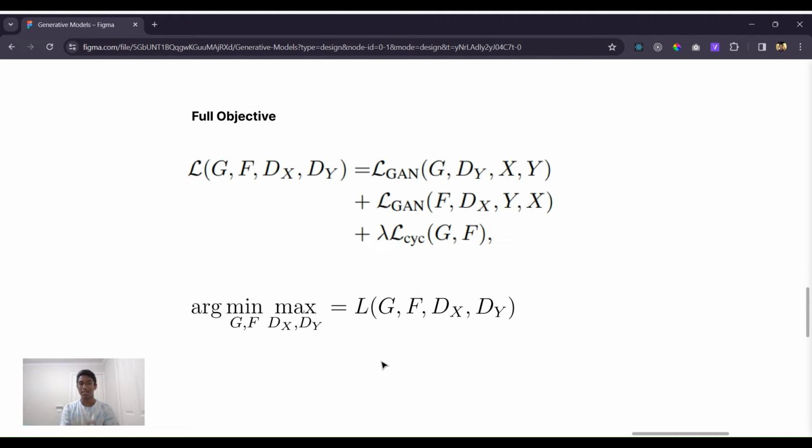Again, if this minimization maximization problem doesn't make complete sense, I would highly recommend you watch the previous videos on the pix-to-pix architecture and the GAN video, which was the first video in this playlist, where we really dive deep into the mathematics of this and how these minimization and maximization problems actually work out.